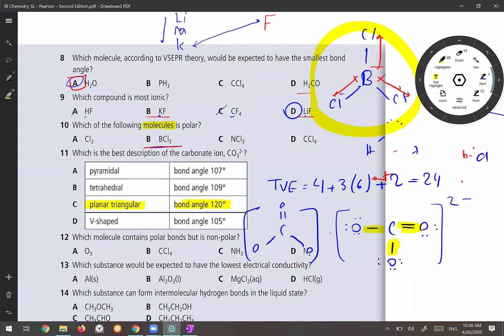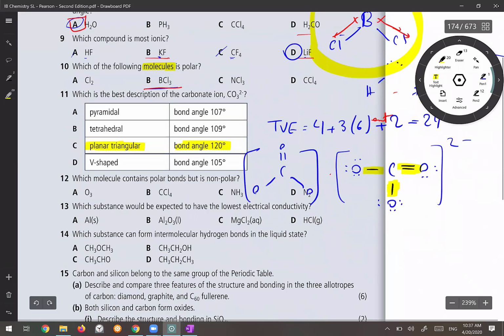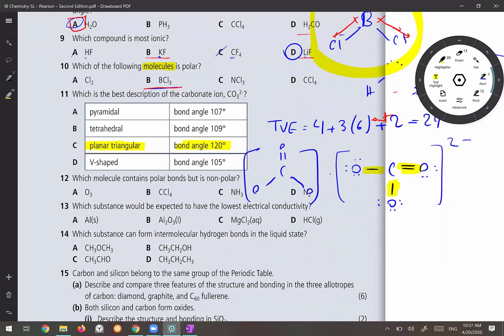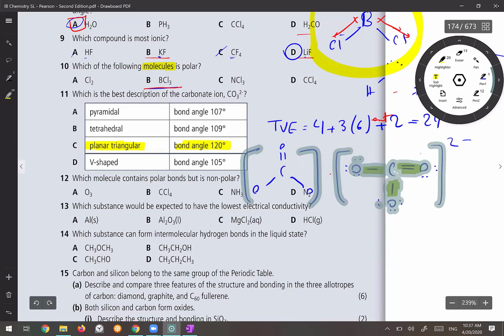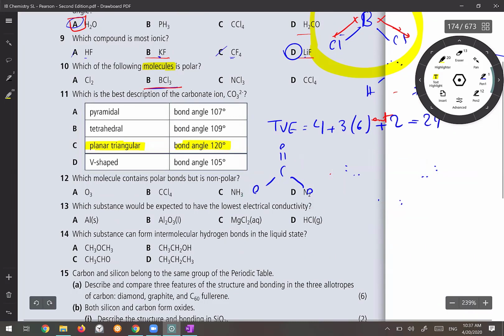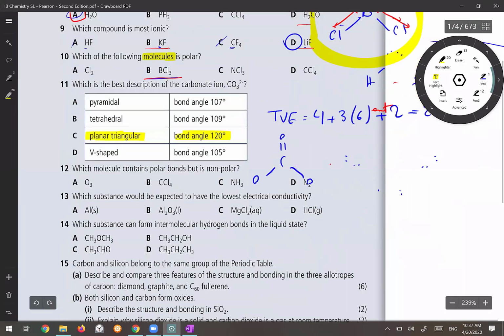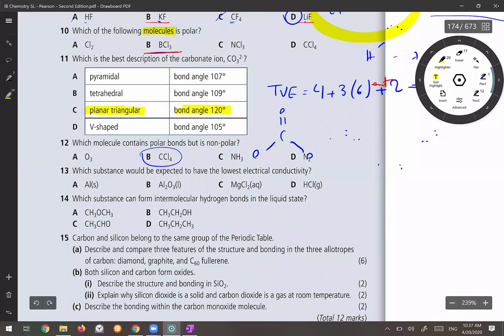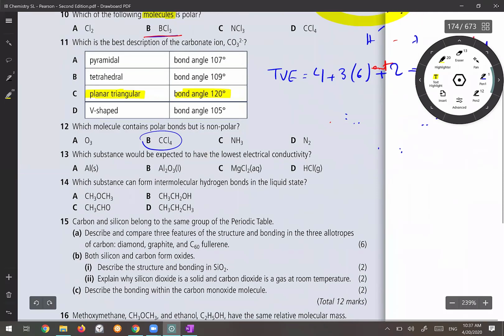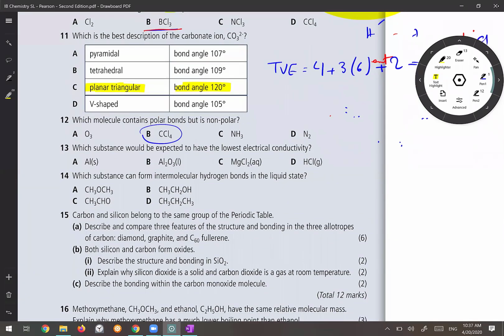Okay, question number 12 says which molecule contains polar bonds but is non-polar? B, exactly. We had the example here, but I have deleted that one. So CCl4. It has polar bonds, but the molecule is non-polar. Okay, let's go to question number 13. It says which substance would be expected to have the lowest electrical conductivity?